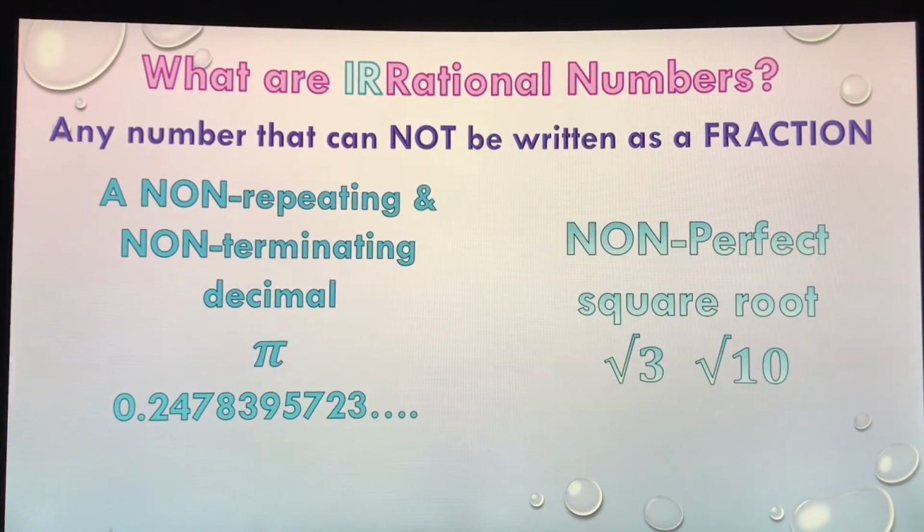Another irrational number is a non-perfect square root. So like the square root of 3. I can't find that without a calculator. Square root of 10. Again, can't find it without a calculator. And if you did take the square root, it's not a whole number. If you want to pick up a calculator really quick, the square root of 3 is a non-repeating, non-terminating decimal. There is nothing times itself that will give you 3.